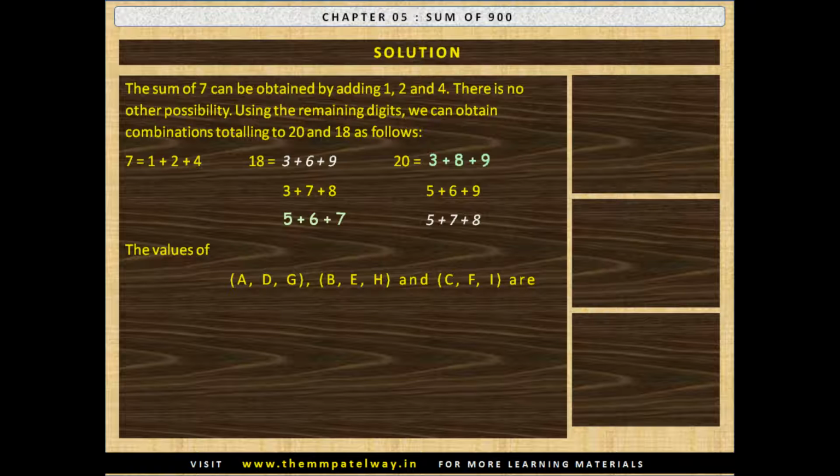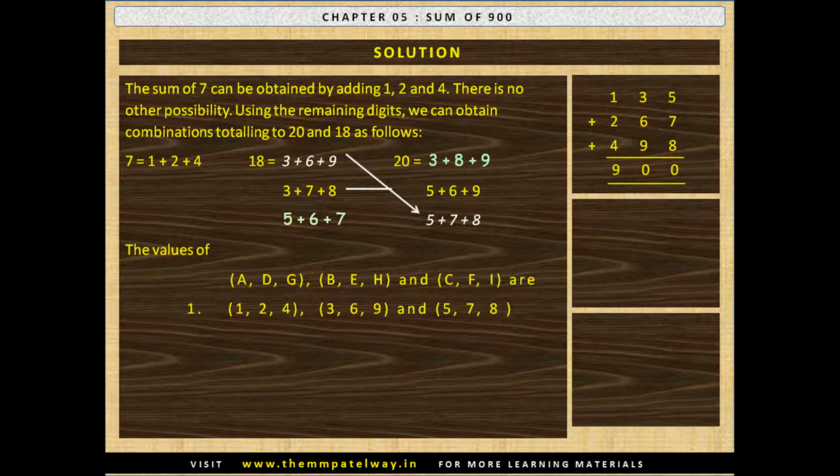The first answer will be in the 100 column 1, 2 and 4, followed by in the 10th column 3, 6 and 9, and in the unit column 5, 7 and 8. The second answer will be in the hundredth column 1, 2 and 4, in the tens column 3, 7 and 8, and in the unit column 5, 6 and 9.